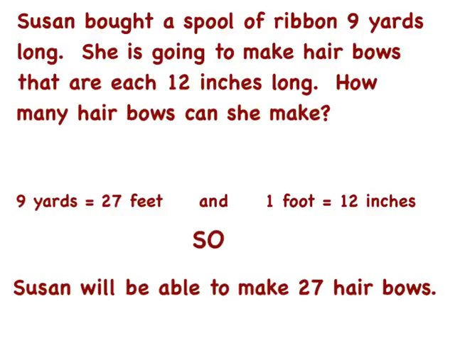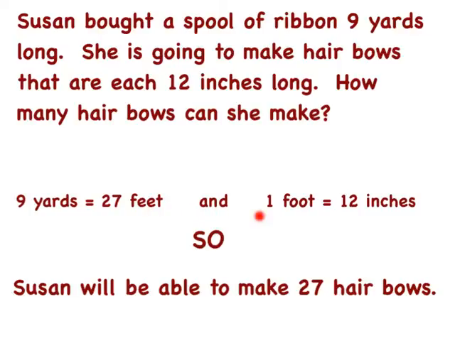Let's look at another problem. Susan bought a spool of ribbon 9 yards long. She's going to make hair bows that are each 12 inches long. How many hair bows can she make? Well, first I'm going to convert the yards to feet. 9 yards, each yard is 3 feet long, so 9 times 3 is 27. 9 yards is 27 feet.